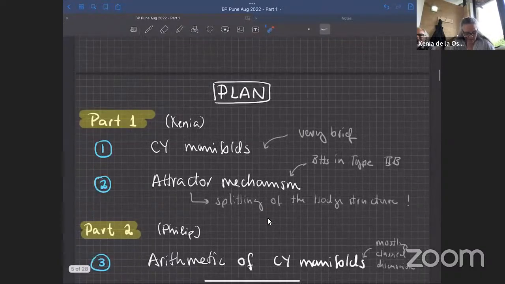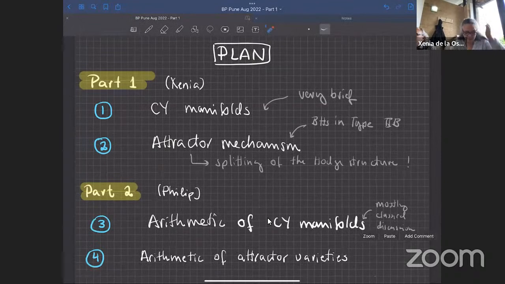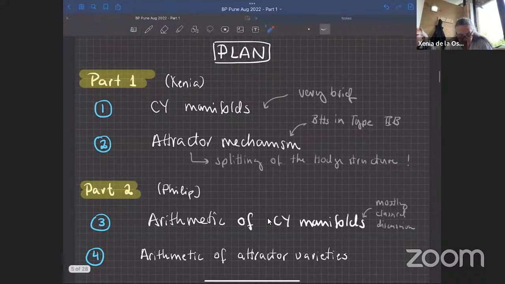So the plan of the talks is as follows. This first part is about geometry. I will say what we need for these talks about notions related to Calabi Yau manifolds, which will of course be brief. As I said, I will focus on those facts that will be relevant for us. After that, I will talk about the attractor mechanism, which is about black hole solutions in string theory. And we will see something rather extraordinary: that we get a splitting of the Hodge structure when discussing these solutions.